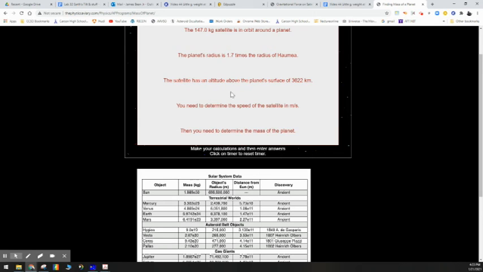The altitude of the satellite above the planet's surface is 3622 kilometers. So add 3 zeros to get meters. So it'll be 3622000 meters. In the next question, go ahead and get the actual orbital radius. We'll hit pause. Now that you have the orbital radius and we have the period, let's use the equation that we just solved for to find the mass of this planet. We'll hit pause.